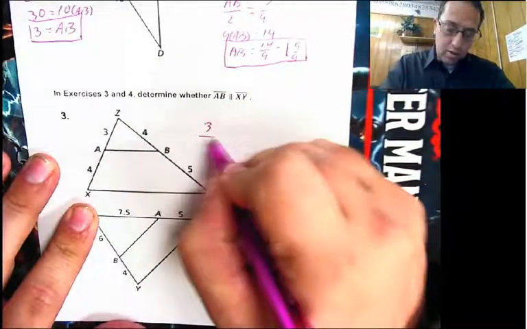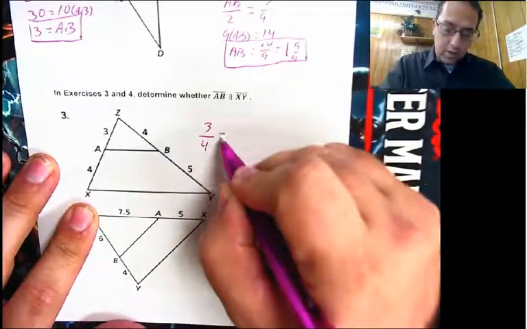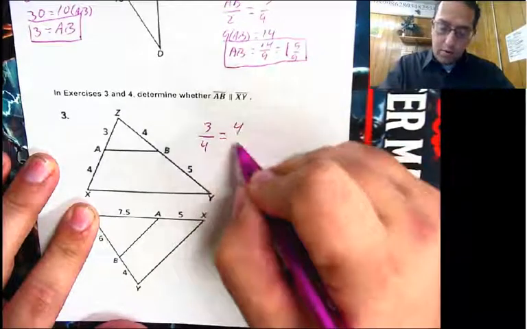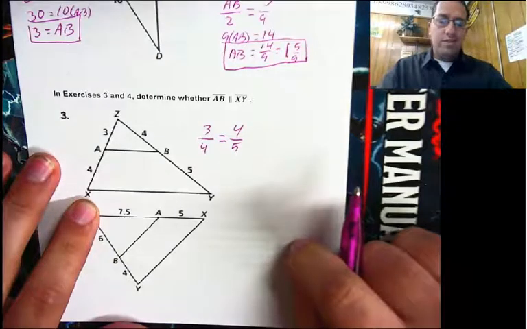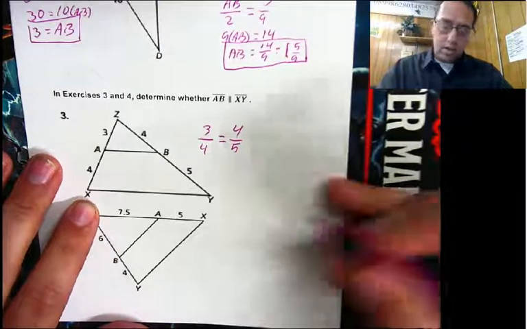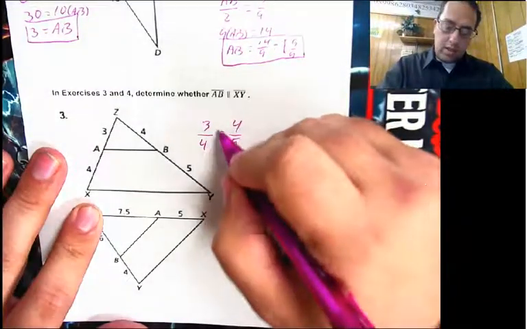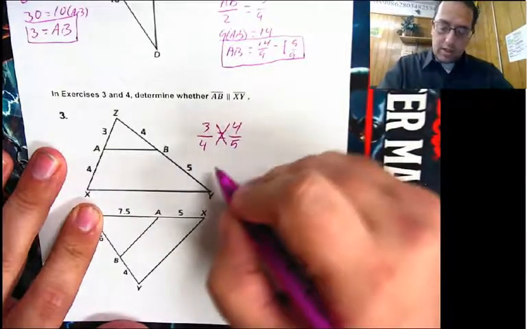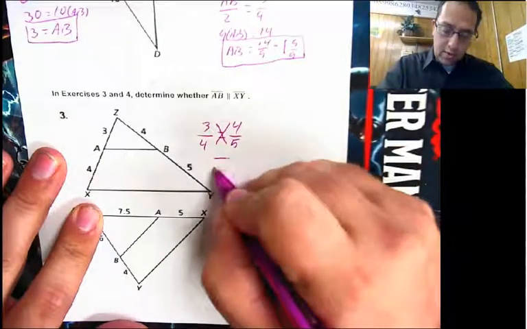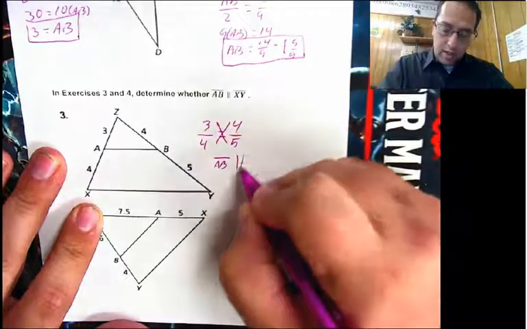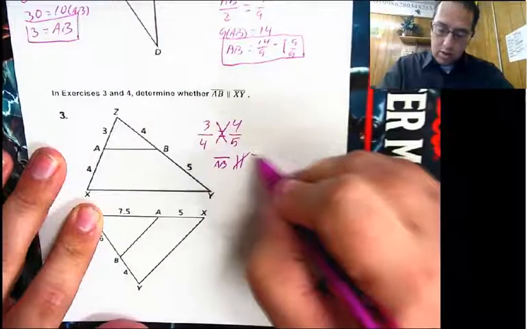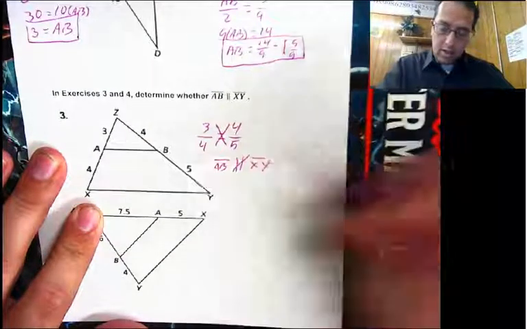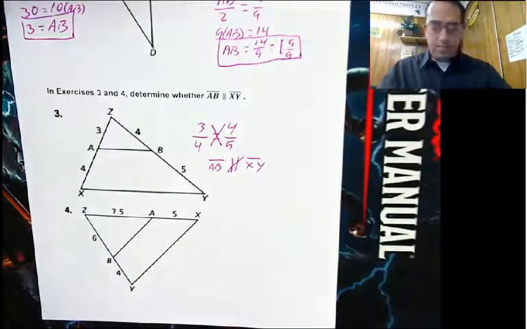So that would be 3 over 4 has to be proportional. It has to equal 4 over 5. Yeah, 3 over 4 does not equal 4/5, does it? No. So this is no good. And so it is. They are not parallel. Segment AB is not parallel, that means not parallel, to segment XY. Not going to work. It's no good.